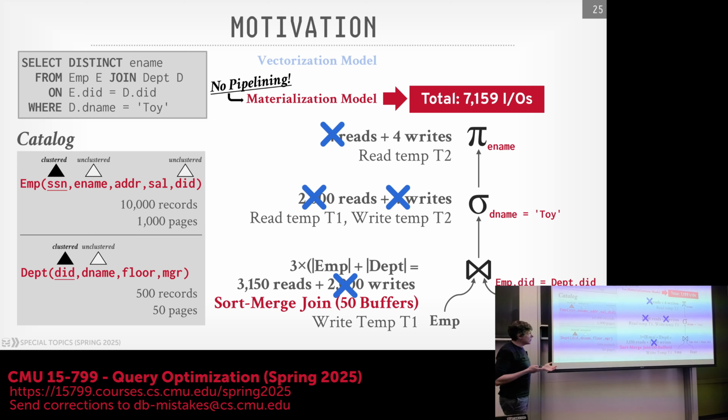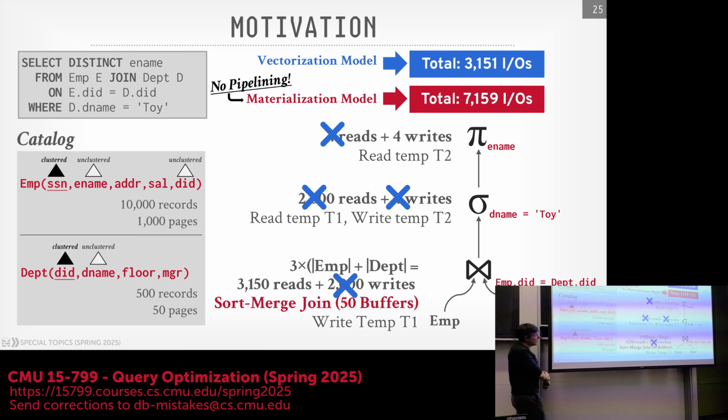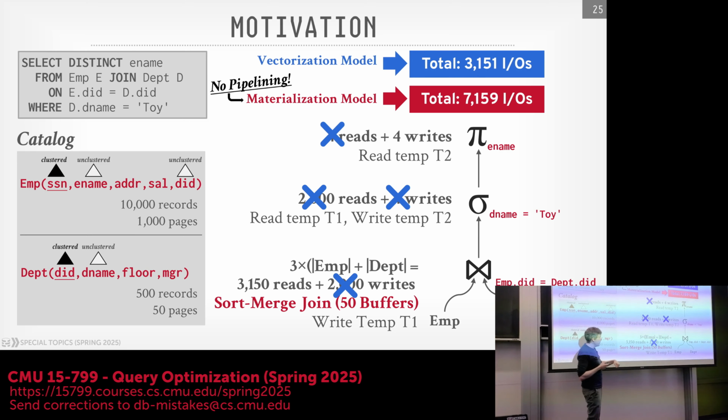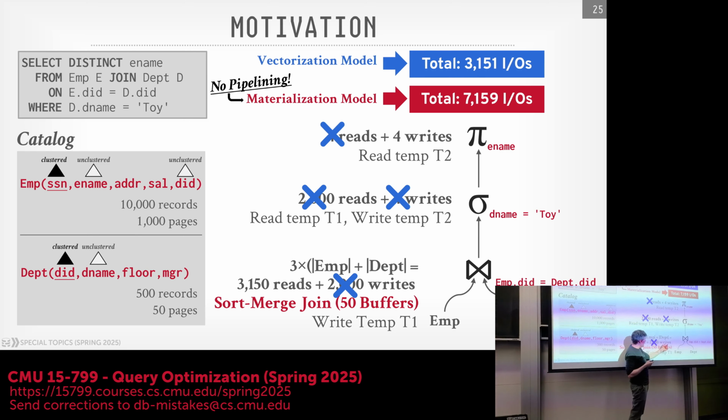Well, if we switch this to a vectorization model, then we can take advantage of pipelining, where now we don't have to write things out to disk. We just pass a vector of tuples going up, and now we've reduced our IO by half.